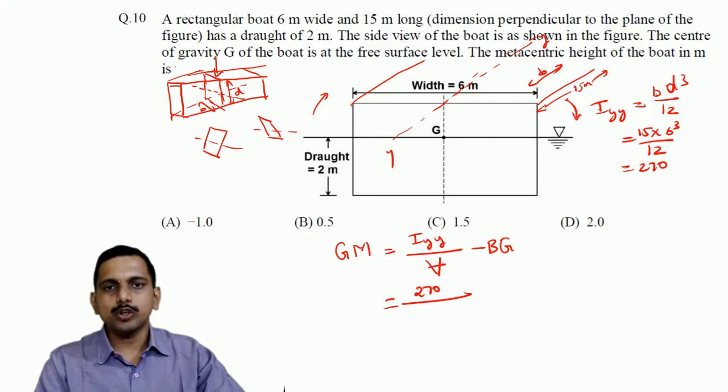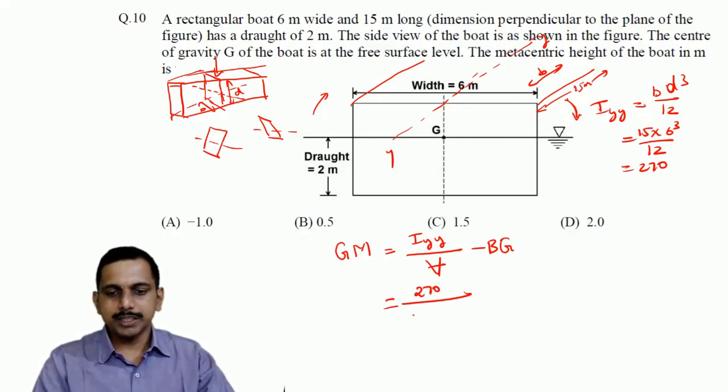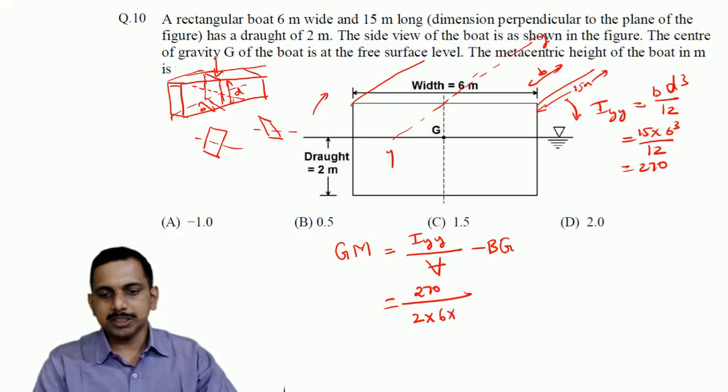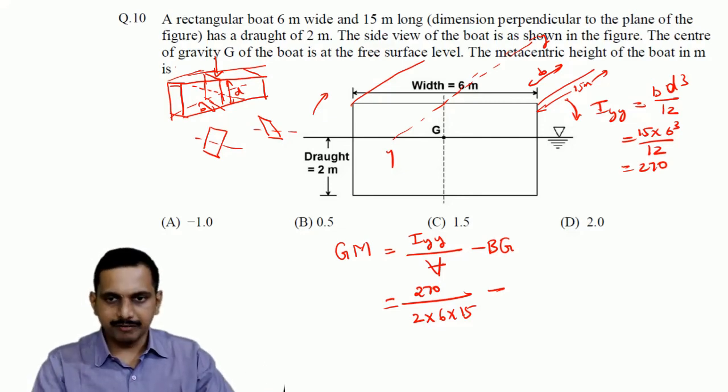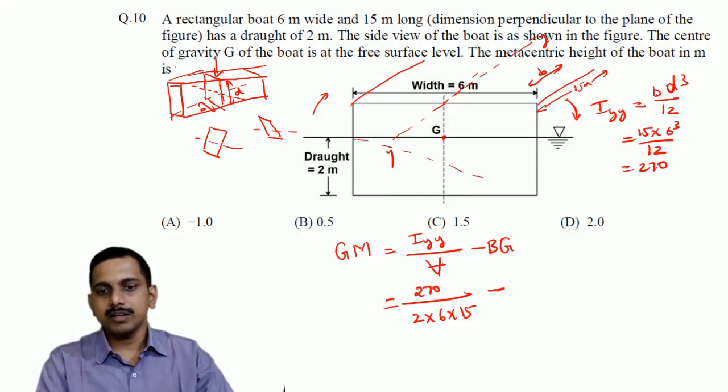The second catch is volume. Volume is the immersed volume. What is the immersed volume here? It is 2 meters into 6 meters into 15 meters, minus BG. What is BG? Center of buoyancy to the center of gravity. Center of gravity is here. What is the center of buoyancy? Center of buoyancy is the center of gravity of the displaced liquid. What is the displaced liquid? Whatever is below the surface. And that distance here, BG, would be 1 meter.